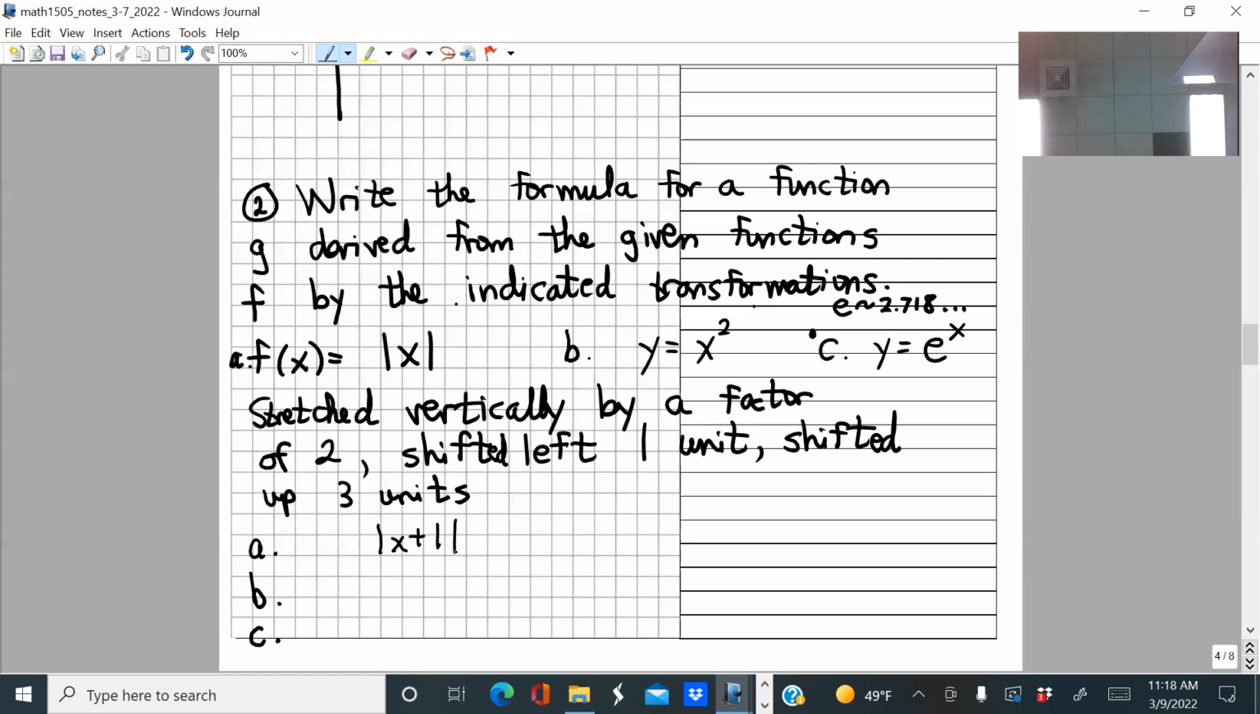How do we shift up now? 3 units. Subtract, right? Okay. But Amanda, now where do we do the subtraction?